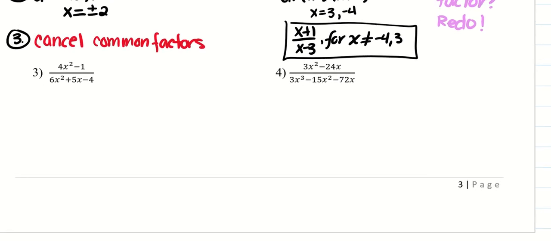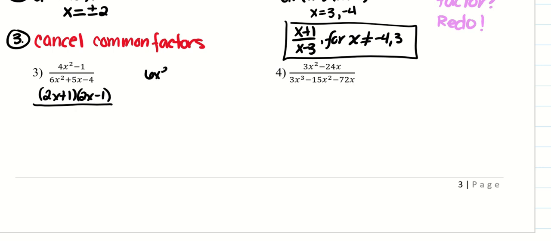Number 3, 4x squared minus 1. I can square root both the 4x squared and the 1. It is the difference of squares. So I get 2x plus 1, 2x minus 1. When you have a denominator or a numerator that is a trinomial with a leading coefficient or some kind of grouping like in question 4, you want to do it to the side so that you don't get a bunch of mess in your denominator. You want to make sure that you have a clean denominator and a clean numerator for your canceling.